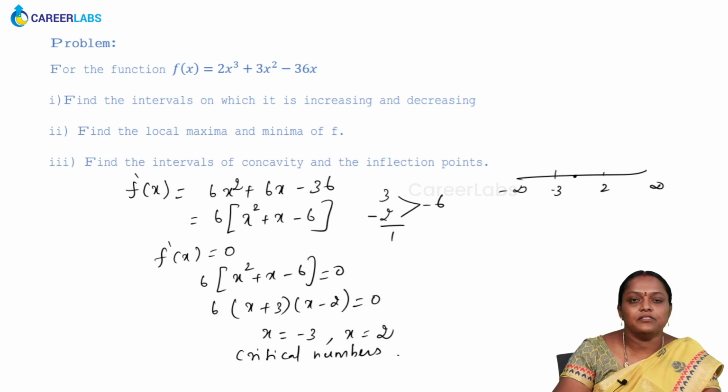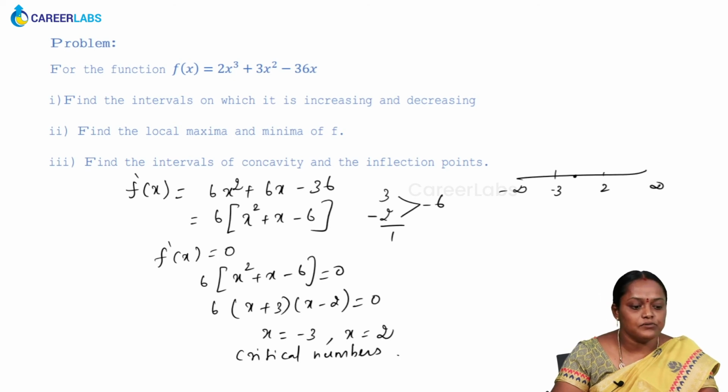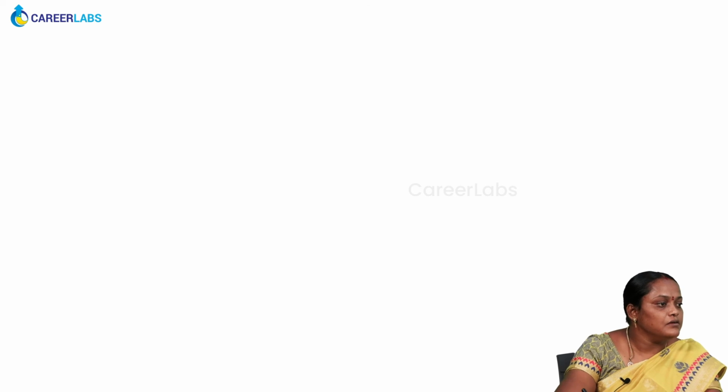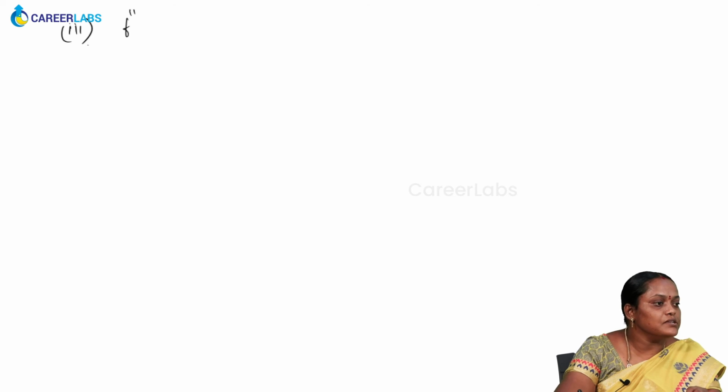If you want to find the intervals of concavity, we have to go for the second derivative test, right? So what does that second derivative test imply? Let us start here. For the third subdivision, we need the second derivative. In order to find the critical numbers, we need to equate the second derivative to 0. So that is f double dash of x equals 0.